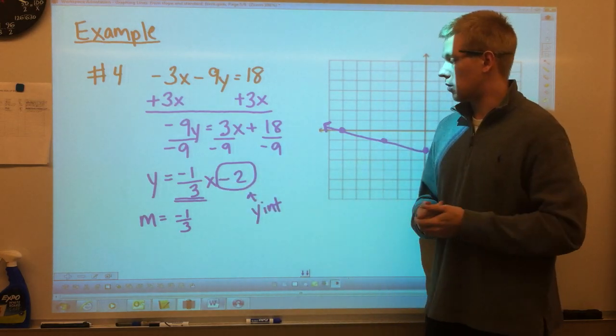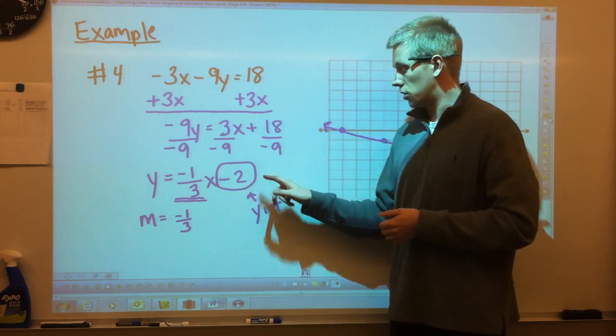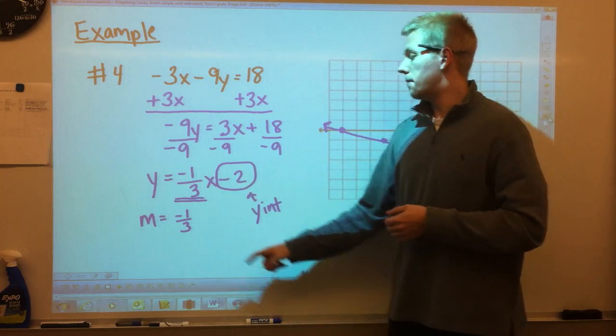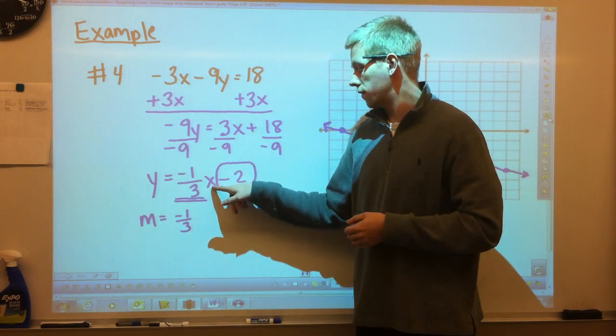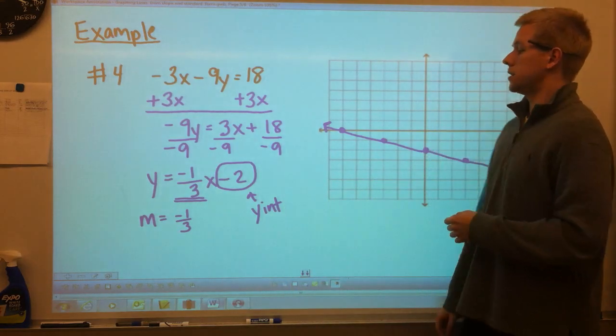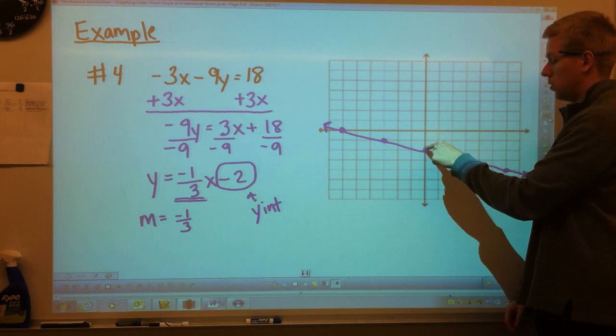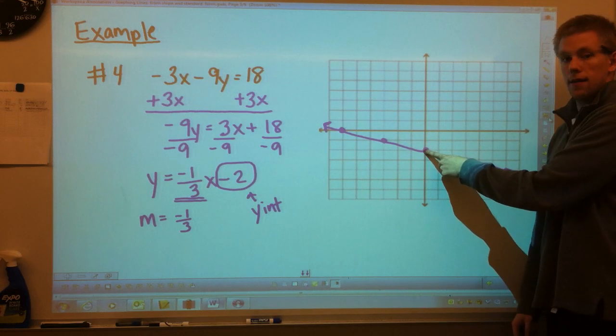Then I just circle what I know. I know my y-intercept is this whole value at the end. That's my starting point, which is negative 2. And then my slope is going to be this fraction right here in front of my x, negative 1 over 3. So to graph that, we're going to start with the y-intercept. It is a negative 2, so I'm going to start going down first. So I go down 1, 2, place a dot there.